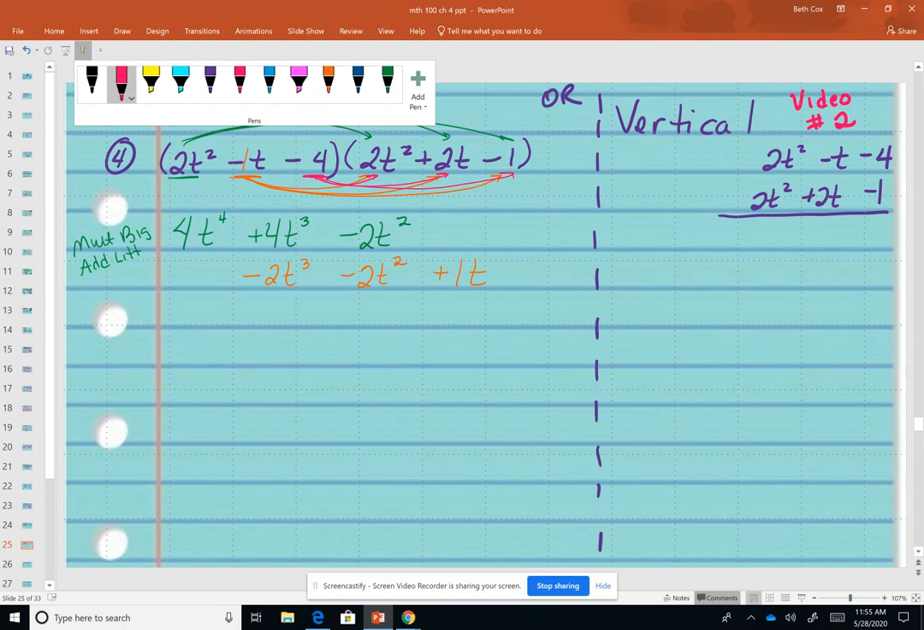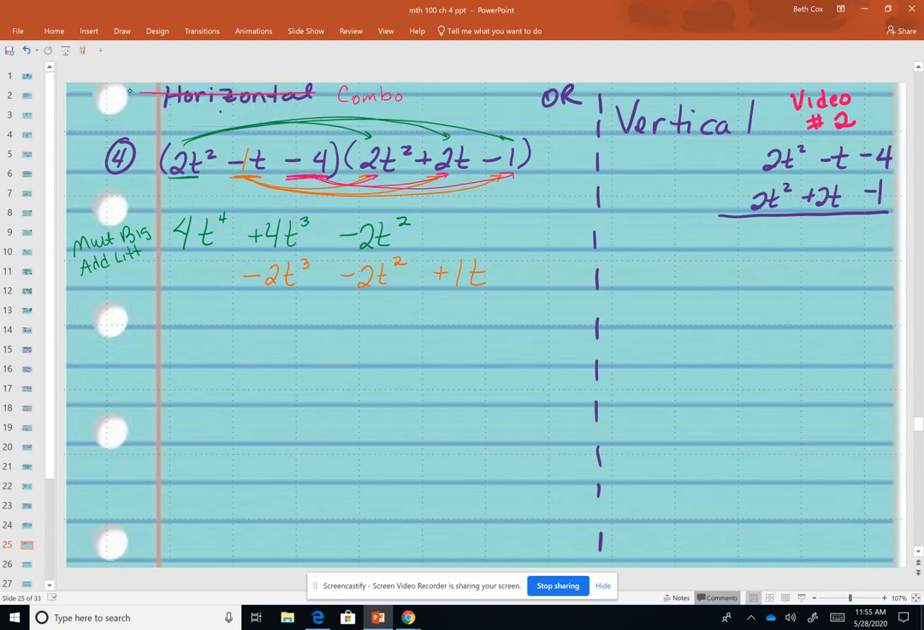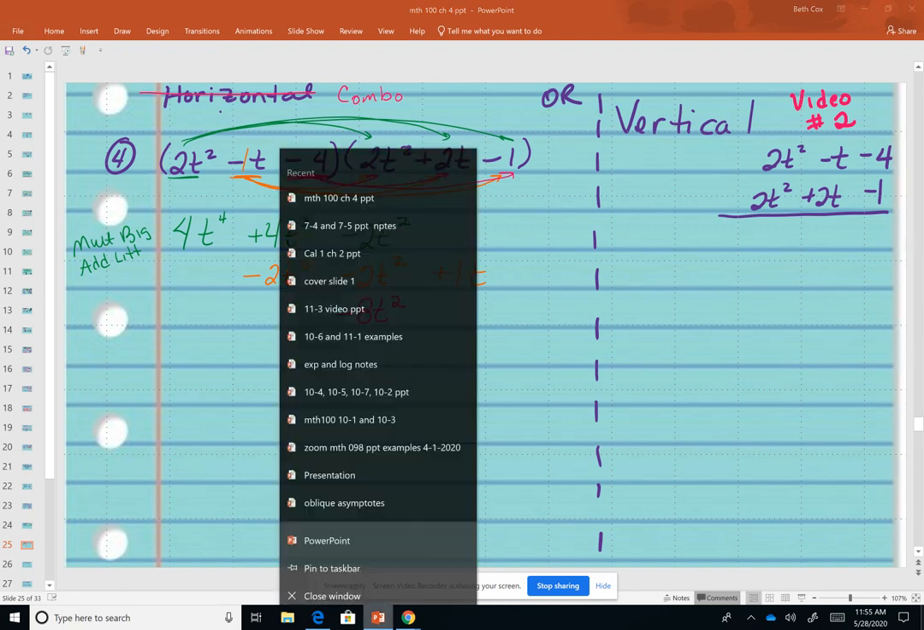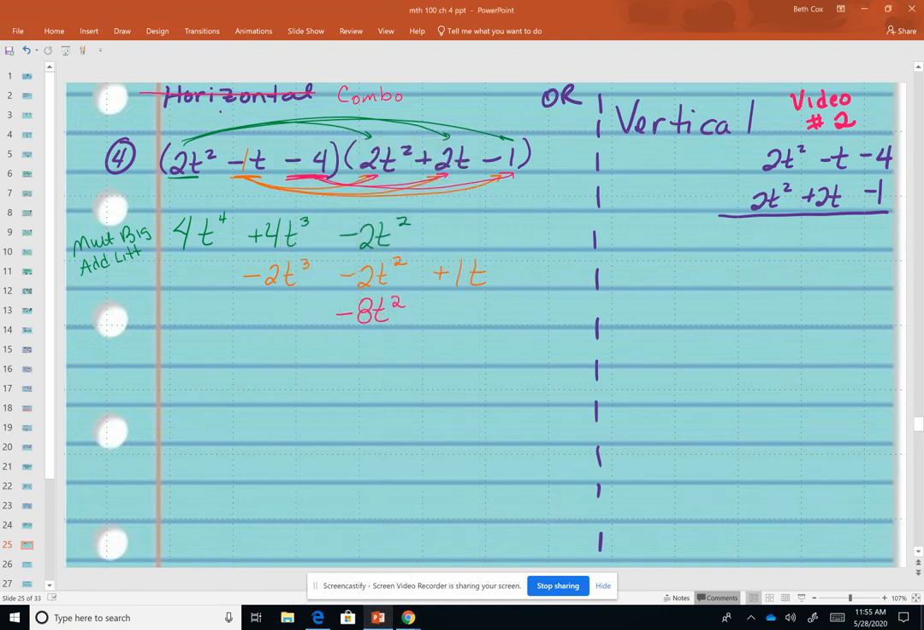All right, so now choose the pink and go to the negative 4. So negative 4 times 2, negative 8, t to the second. So my first multiplication is going to give me a negative 8t to the second. So I'll write my answer there under all the other t to the seconds. And then I've got a negative 8t to the first, and then negative 4 times negative 1 is plus 4.